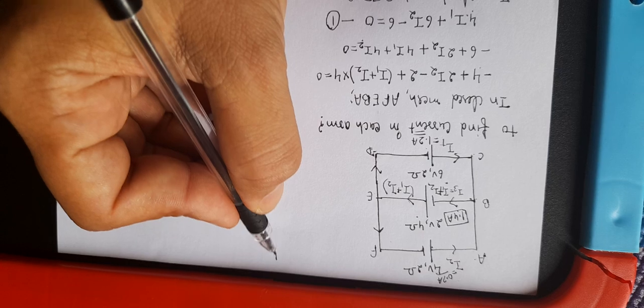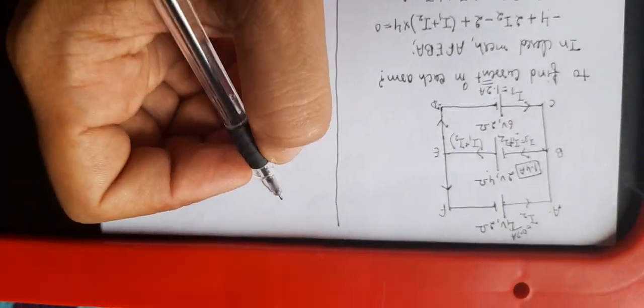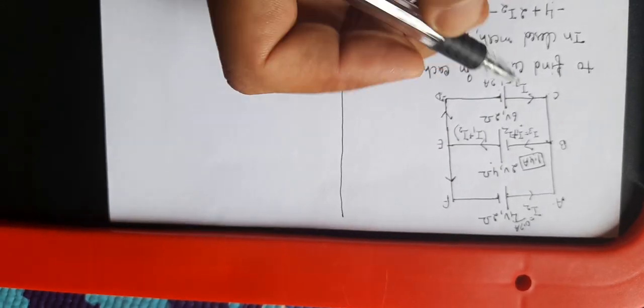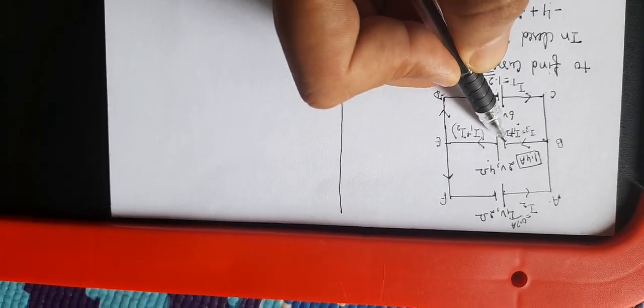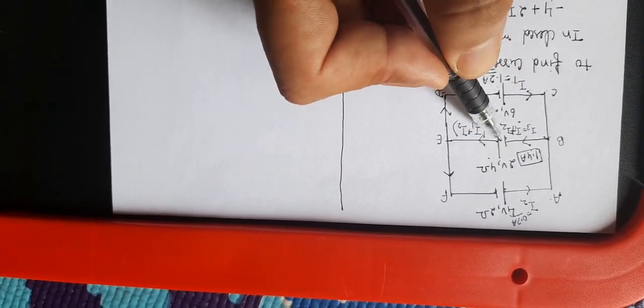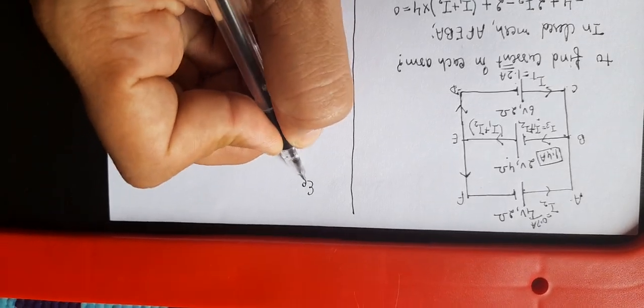Let us verify the same using the combination of cells. This is way 1. Now confirm this one with way 2. Way 2 is using the cell combination. All the cells are in parallel, but one of the cells is connected with negative to the other's positive, so this turns out to be negative. So what will be the epsilon equivalent?